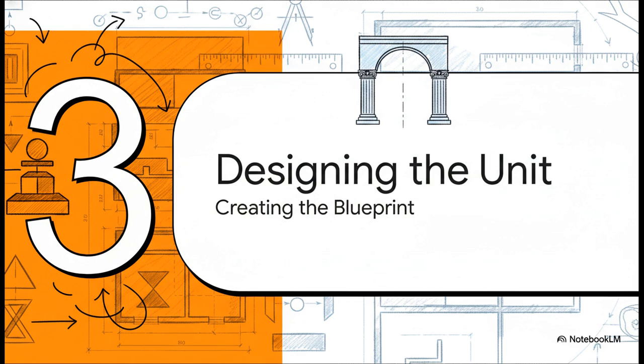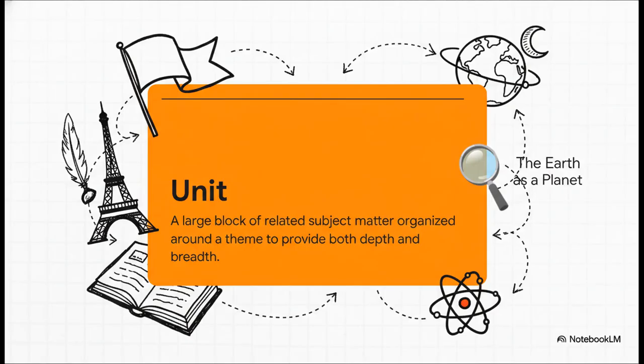Now it's time to draw up the master plan, the architectural blueprint for our course. The unit. A unit is so much more than just a list of lessons. It's a cohesive, thematic journey. Think of a history unit on the American Revolution, or a science unit called Our Solar System. Everything inside that unit has to connect back to that one central theme.